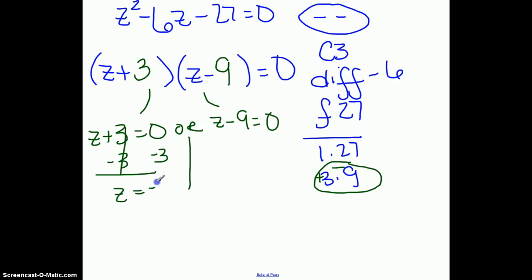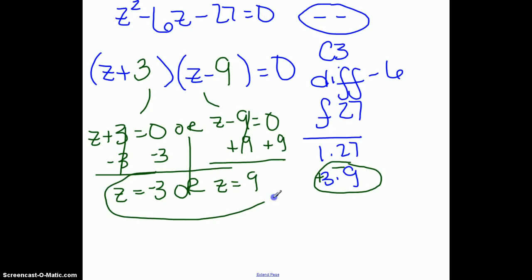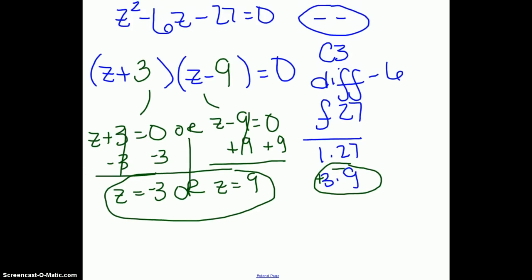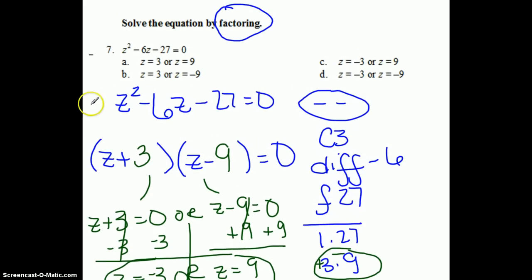So z equals negative 3, or z equals 9. So let's go back and look. So z equals -3, z equals 9. So my answer is going to be C.